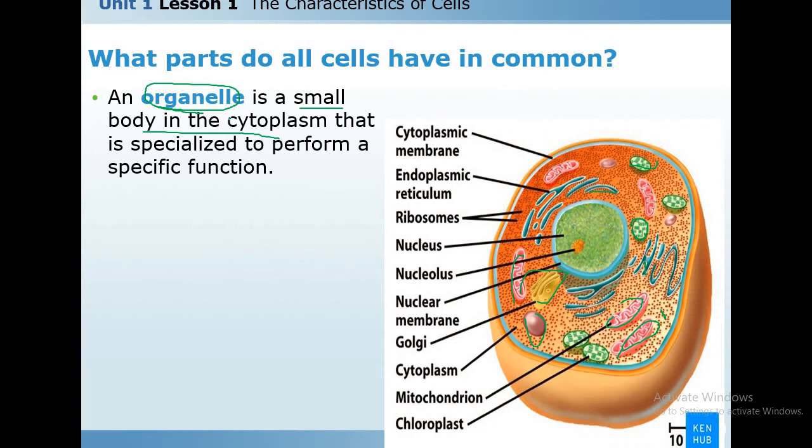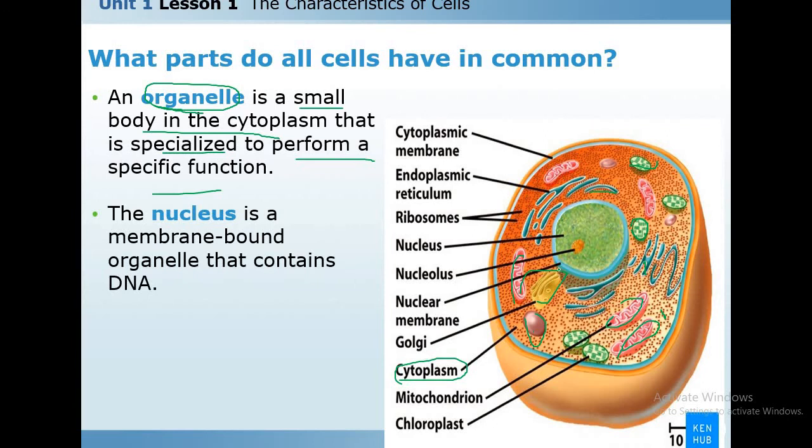An organelle is a small body in the cytoplasm that is specialized to perform a specific function. Each organelle inside the cell has a specific function to do. Cytoplasm is a fluid that carries organelles. An organelle is like an organ inside the human body, but inside the cell it is called an organelle. So an organelle is a small body in the cytoplasm with specific functions. Each organelle has a specific function to do.